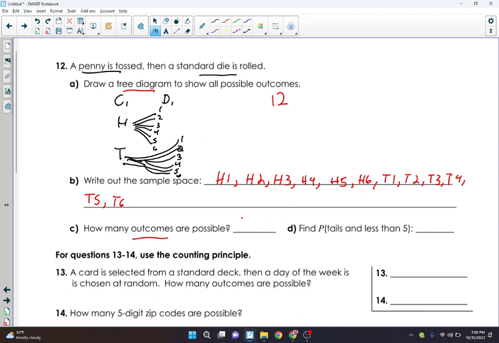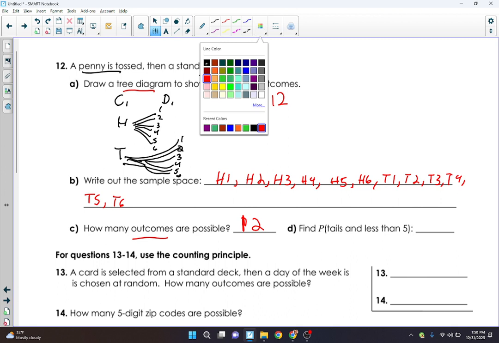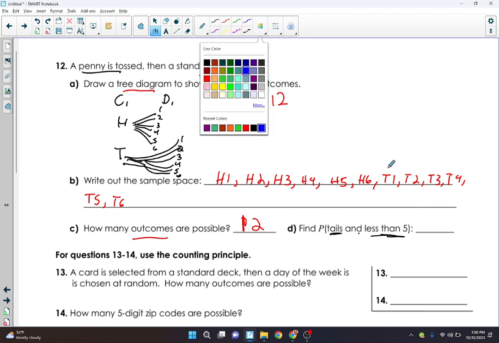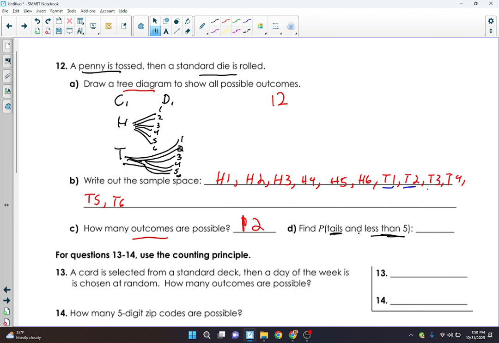So how many outcomes are there? 12. Okay? If I ask you, though, what's the chance of getting tails and less than 5? So it has to be tails and it has to be less than 5. The only ones that fit that are tails 1, tails 2, tails 3, tails 4. So it's 4 out of 12 or 1/3. Okay?